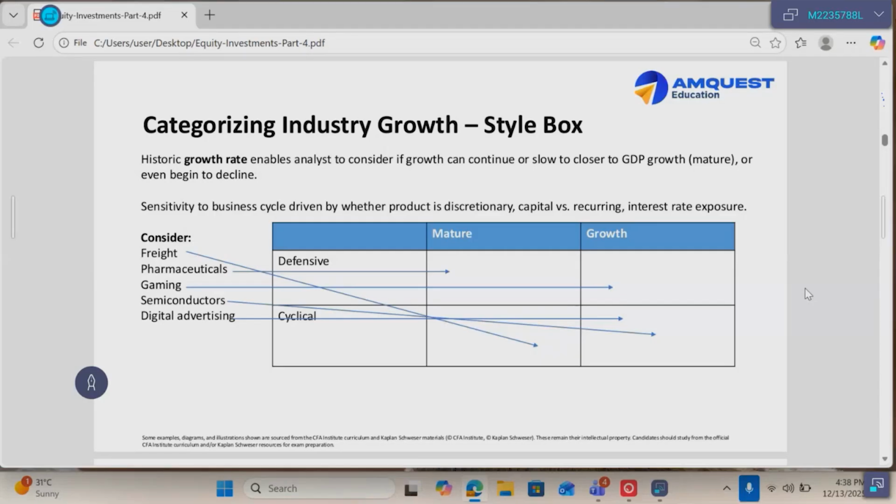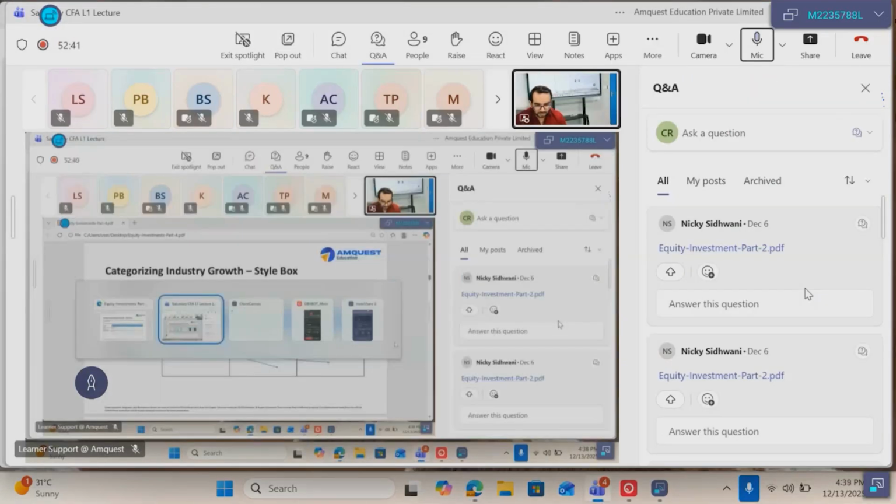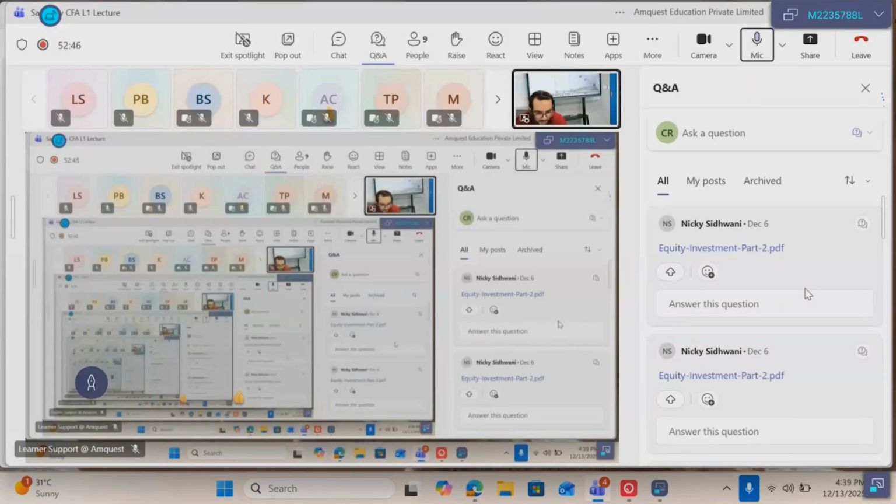So just to make a note, the style box talks about what the growth rate of that particular industry is and under what business cycle it is coming, whether it is impacted by the business cycle or it is very defensive against the business cycle. Any questions so far? Are you able to follow whatever we are discussing? Would anyone like to post anything in the Q&A?